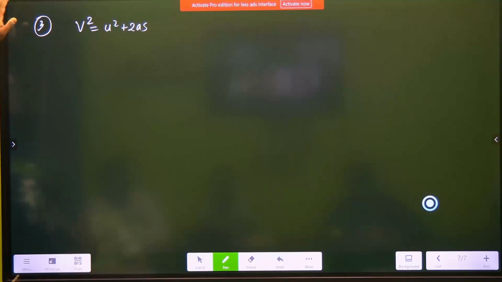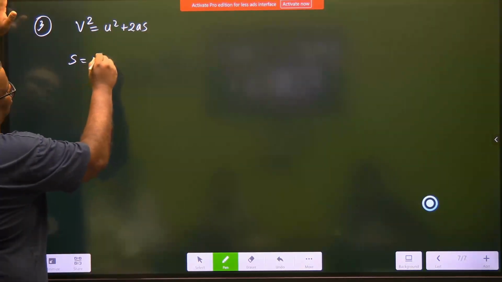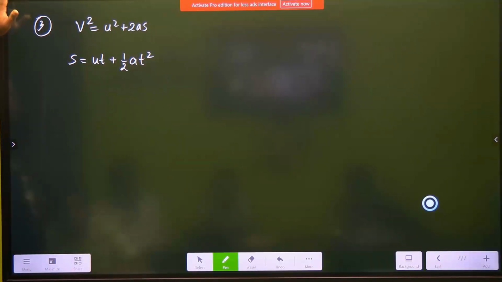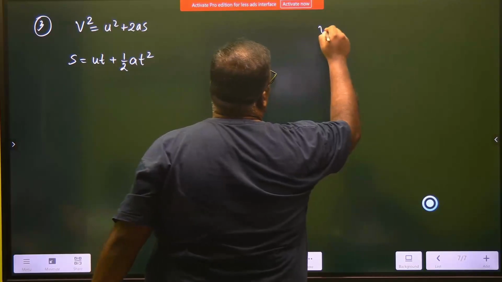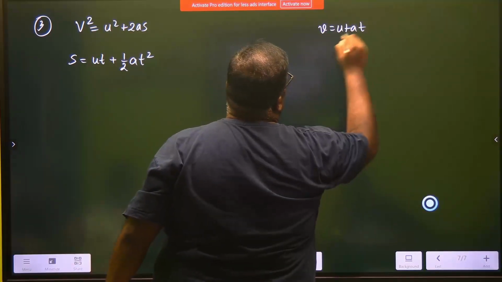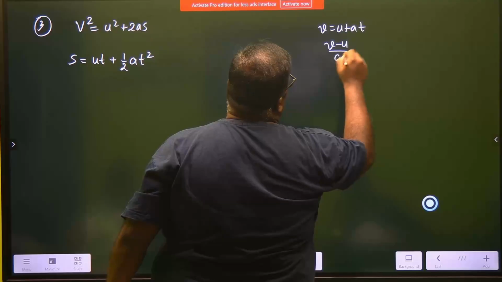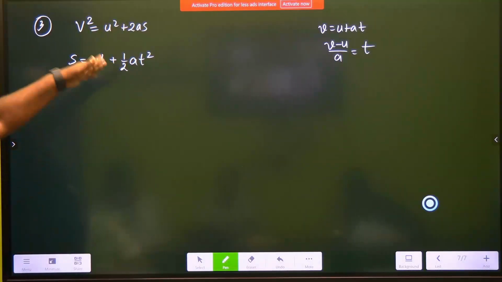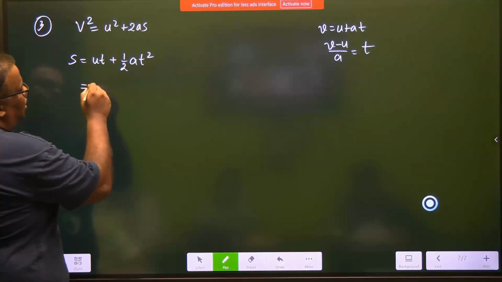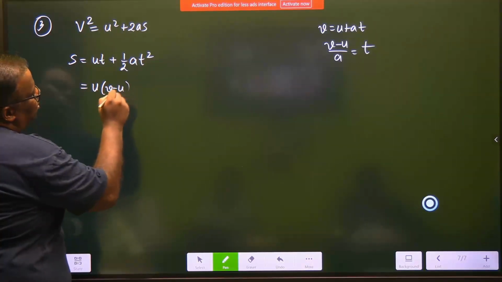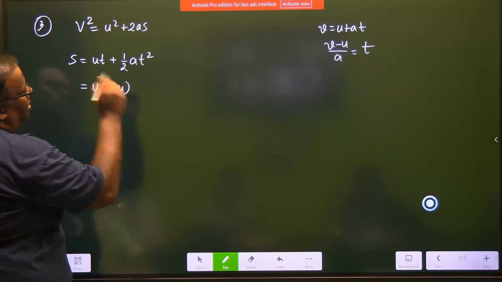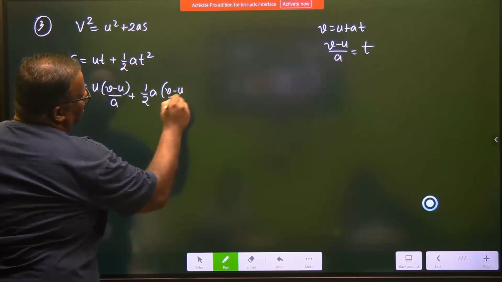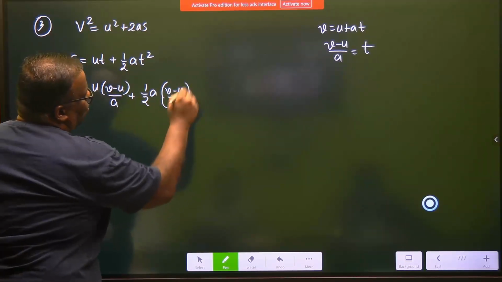Shall we do this? This comes from S is equal to UT plus half AT square. Agreed? Now go to your first equation. V is equal to AT. That means V minus U upon A should be equal to T. Just punch for every T you punch that. U, V minus U by what? A plus half A, V minus U by A whole square.